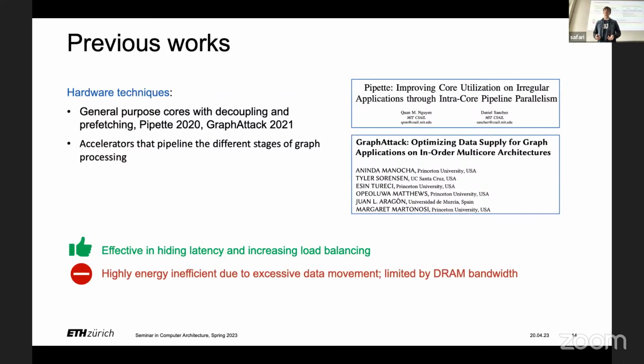So, presenting some previous works, there are hardware techniques like general purpose cores with decoupling and prefetching, like Pipette, or also RapAttack. And there are also other works that are accelerators that pipeline the different stages of graph processing. These approaches are very effective in hiding latency and increasing load balancing. But what they are not good at is that they are highly energy inefficient due to excessive data movement, and also they are limited by DRAM bandwidth.